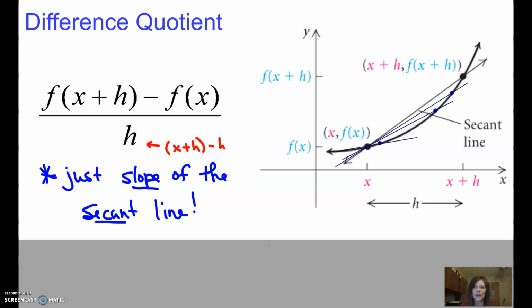One reason we want to know how to evaluate functions is it will help us evaluate something called the difference quotient. Now, if you're not going on to calculus, you'll probably never see this. But in calculus, this is a big deal because the difference quotient is actually the way we calculate the slope of a secant line. What's a secant line?